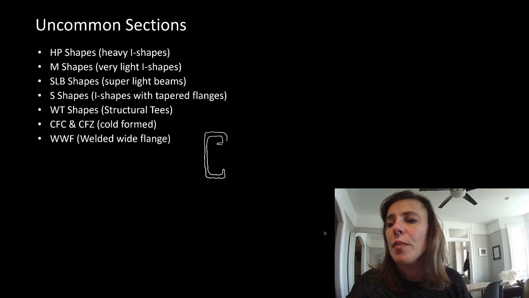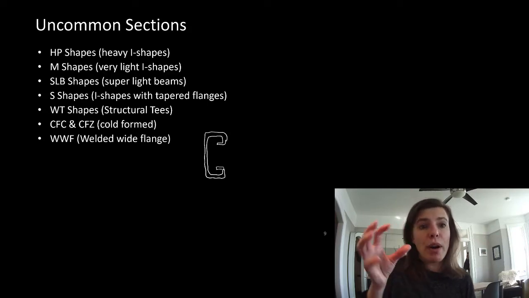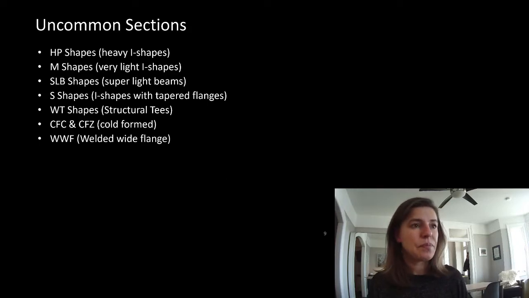And sometimes they actually even have another little lip on them like that. So that would be the channel version or the C version. The Z version just takes the bottom part and flips it around. So sometimes they're called Z girts or C girts.